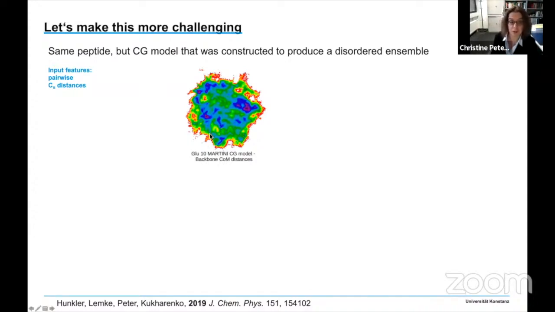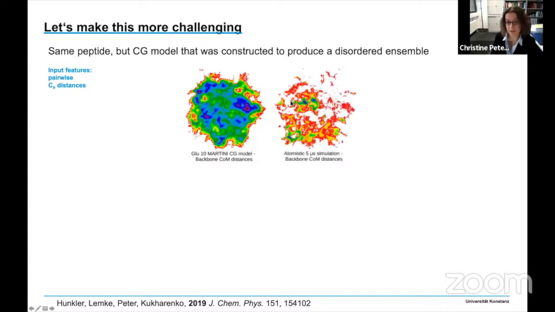So we've taken the disordered set of torsions. So this here is glutamic acid 10 with the disordered Martini model. This is a map. This is again our reference 5 microsecond atomistic simulation. Now in these features projected into the same type of 2-dimensional map. So you see again, it's entirely different regions of phase space that have been sampled by the Martini, the deliberately bad Martini model, and our atomistic reference simulation.